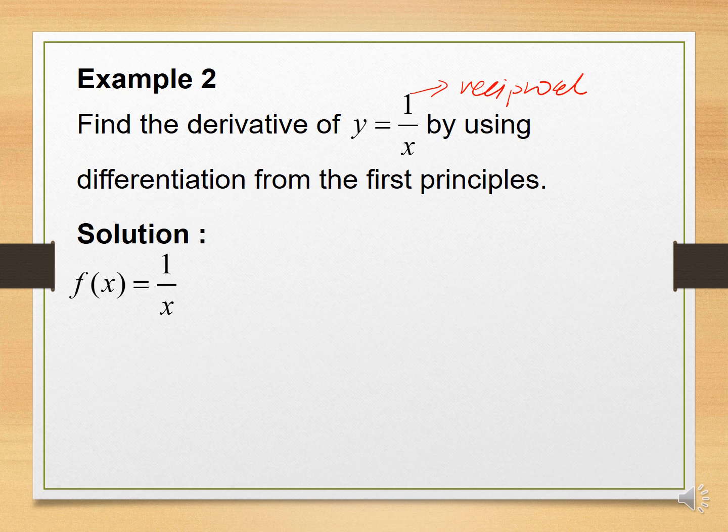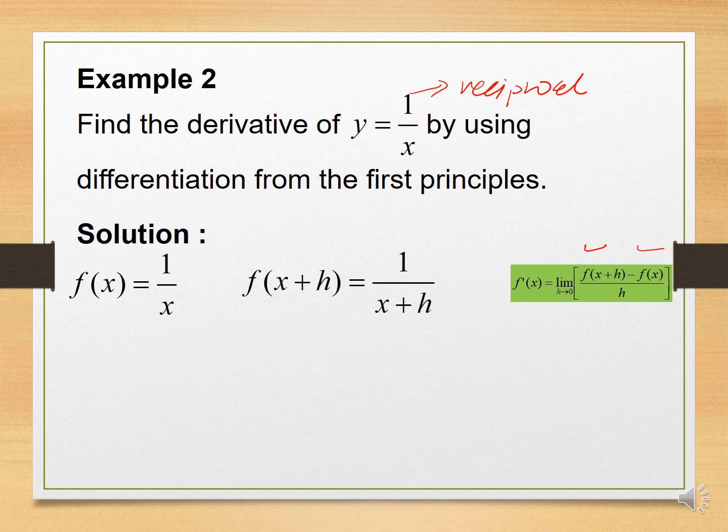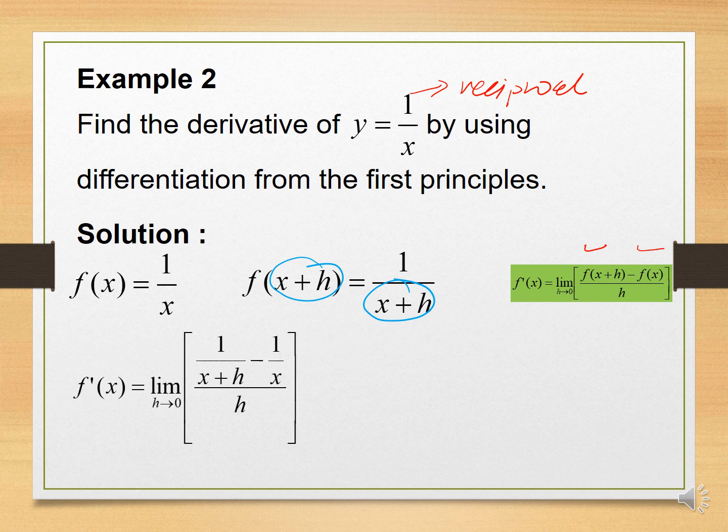Okay, so f(x) equal to 1 over x, and from the formula we realize that we must get both f(x + h) and f(x). f(x) we already have, so now the next step is we determine f(x + h), with the new input changed from x to x + h. So this x will also be replaced with x + h. Okay, so let us substitute both f(x) and f(x + h). So we will get like this.